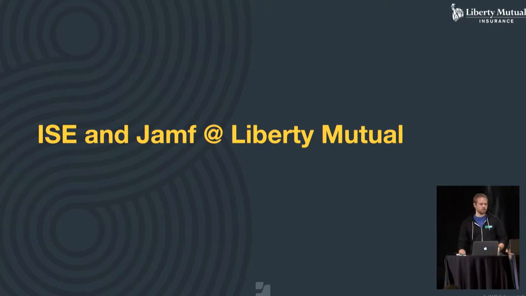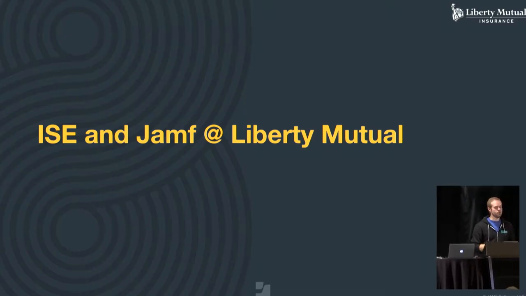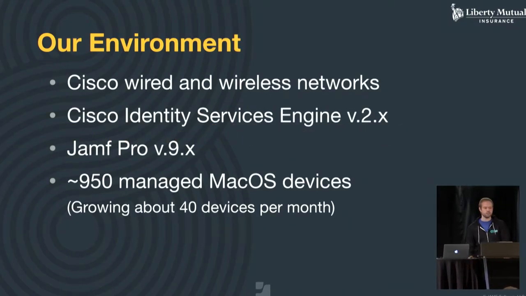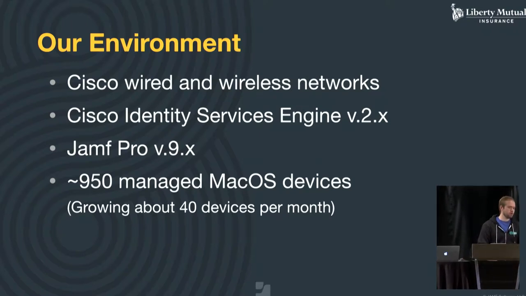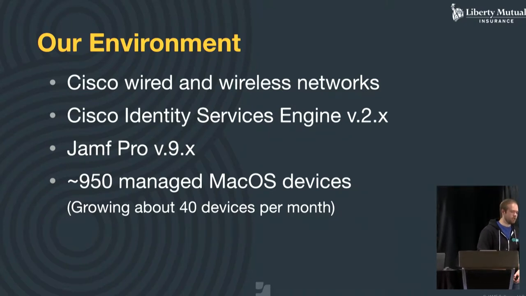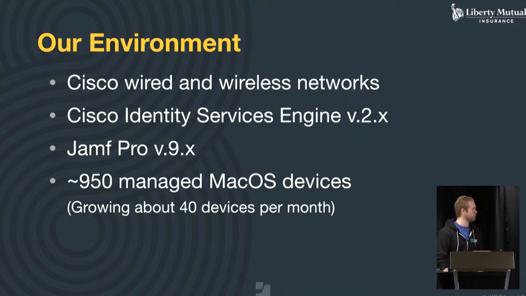So now that you have an overview of what ICE itself is, we can talk about how we at Liberty Mutual took the ICE platform and the Jamf platform and combined them. So we predictably have a Cisco wired and wireless network, Identity Services Engine version 2, Jamf Pro 9, which I've learned this week is probably a given, and 950-ish managed macOS devices. We're adding about 40 a month, so the environment's actually growing pretty quickly.